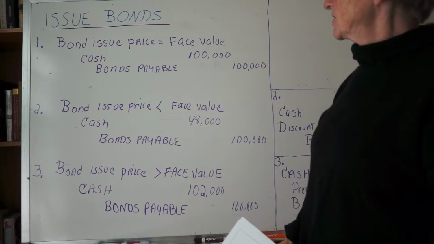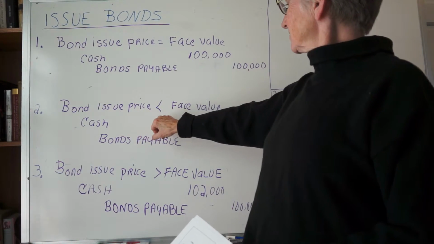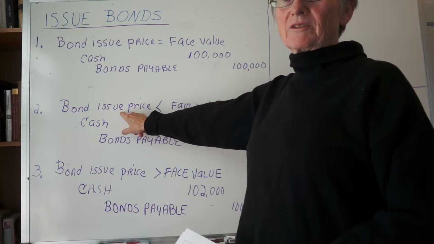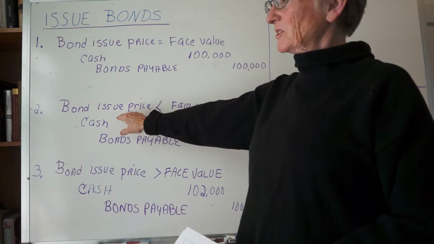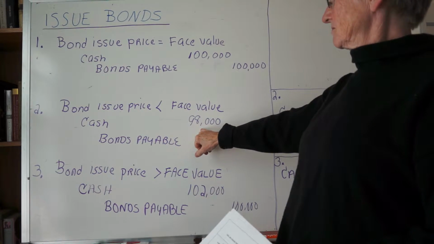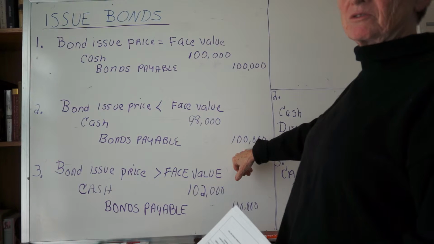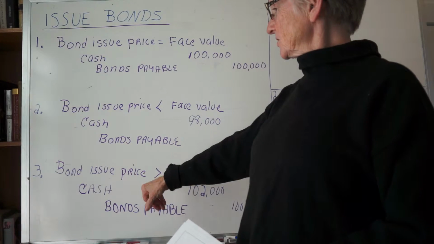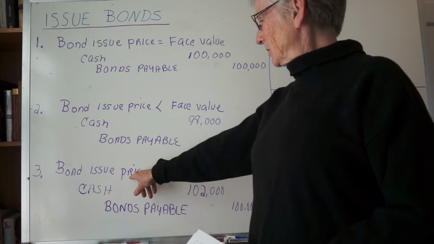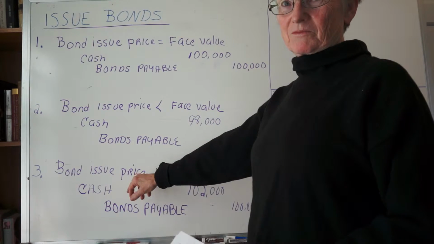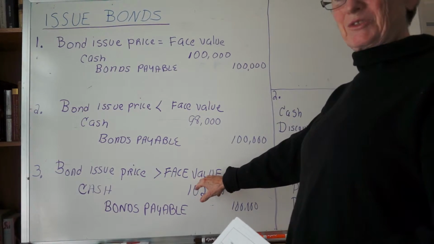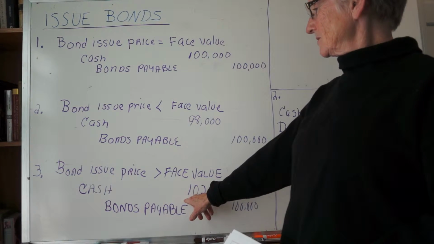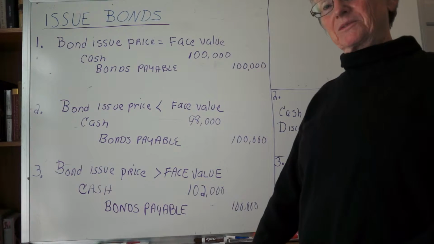Second scenario, the bond issue price can be less than the face value of the bond. In other words, the proceeds we get, the cash we get when we issue the bond because of market conditions, is $98,000. We still have to pay back $100,000 when that bond comes due. The third scenario is kind of more of a happy one. The bond issue price, what we get when we sell this bond on the open market, is greater than the face value of the bond, which is the amount we have to pay back. So we get cash of $102,000. We only have to pay back $100,000.